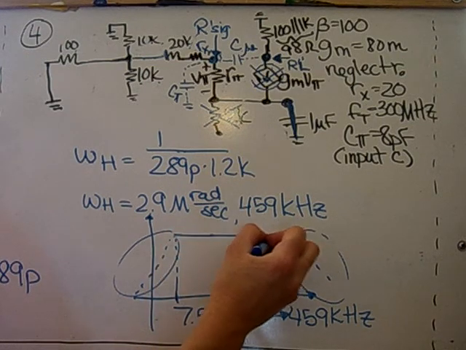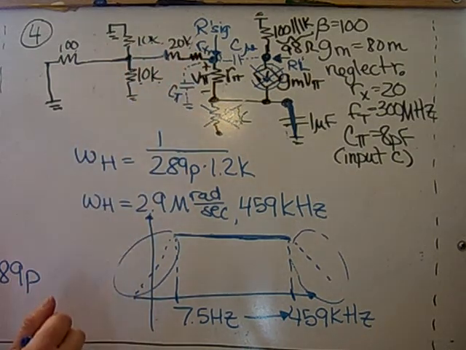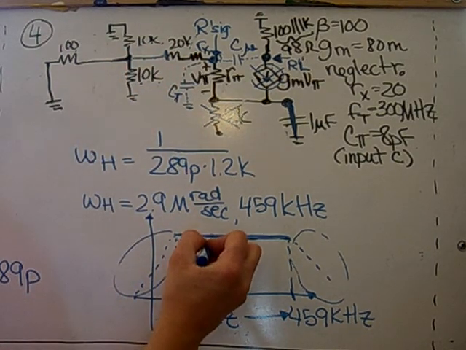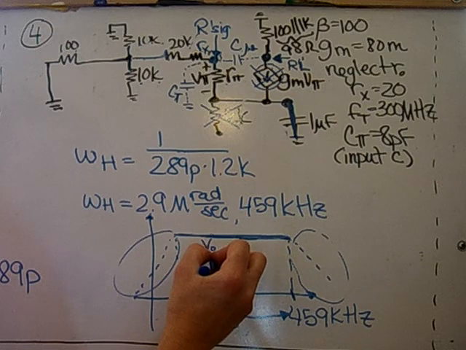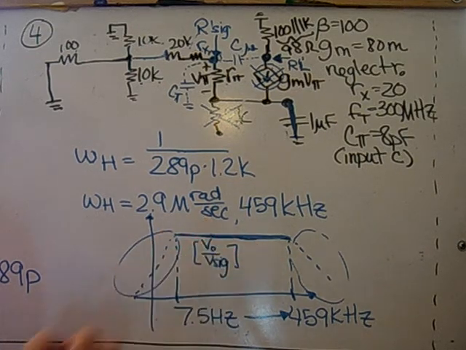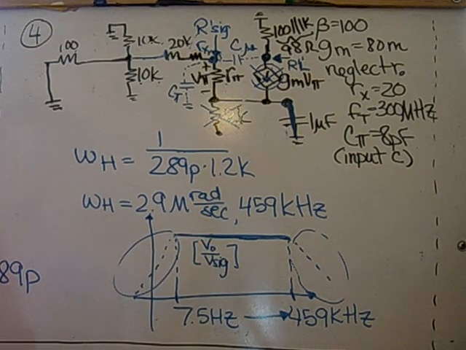Recall too that to define the value of the flat region, this is where you would short all the capacitors and find the V out over V sig, which is the gain from that hybrid pi. This concludes this problem.